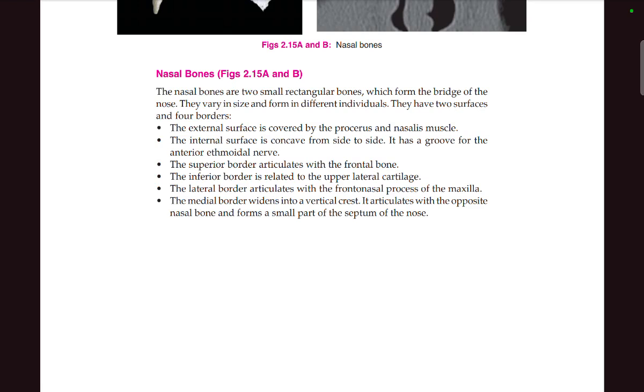The external surface is covered by procerus and nasalis muscle. The internal surface is concave from side to side. It has a groove for the anterior ethmoidal nerve. The superior border articulates with the frontal bone. The inferior border is related to the upper lateral cartilage. The lateral border articulates with the frontonasal process of the maxilla. The medial border widens into a vertical crest. It articulates with the opposite nasal bone and forms a part of the nasal septum.